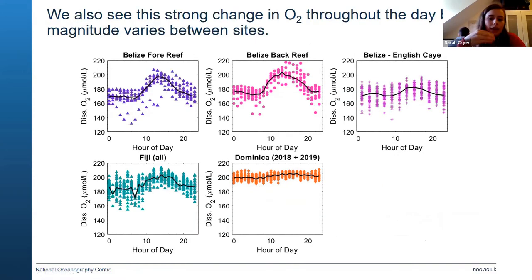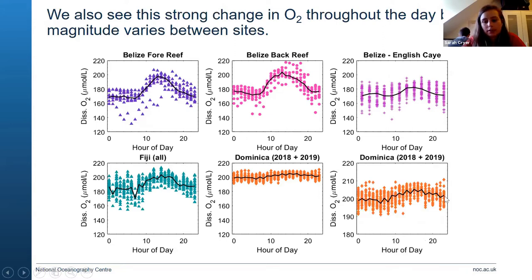And again, we can see this in oxygen. We can see a very strong diurnal cycle in Belize Fore Reef and Back Reef. We're still seeing it in English Key and Fiji, but not so much. Dominica initially doesn't look like much, but we are still seeing this diurnal cycle throughout the day, with oxygen peaking during the day and decreasing at night as respiration consumes oxygen.